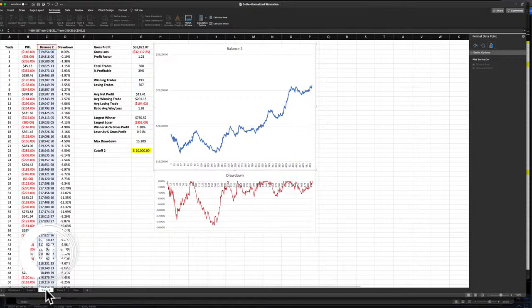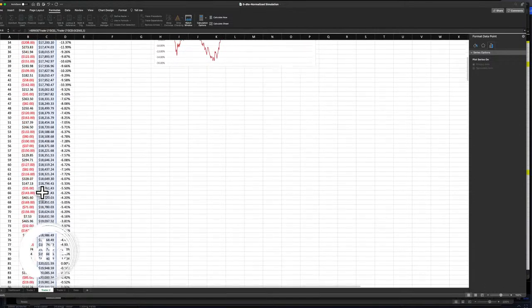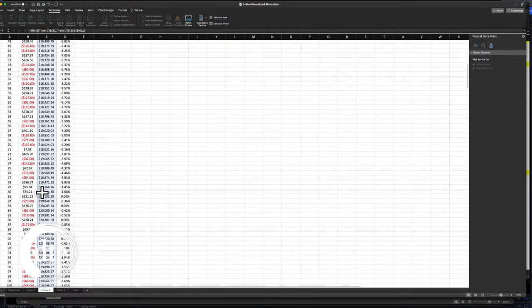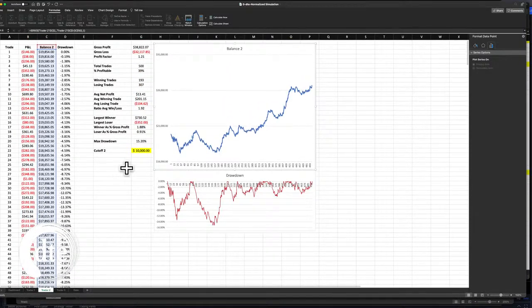Did it do that on this guy? No, it didn't reach 10,000. Just barely. Where did it go? How low did it go? Yeah. No, never really got there. See, it only got down to about 17.7 on the 38th trade right here.